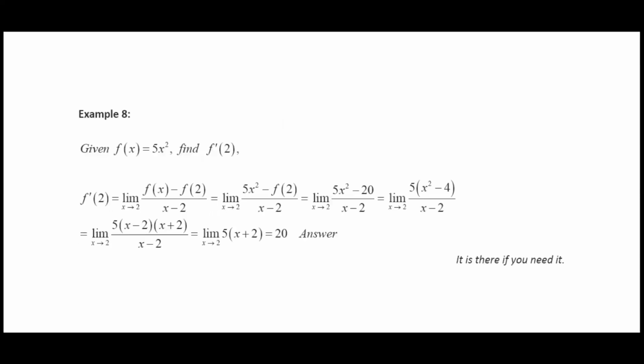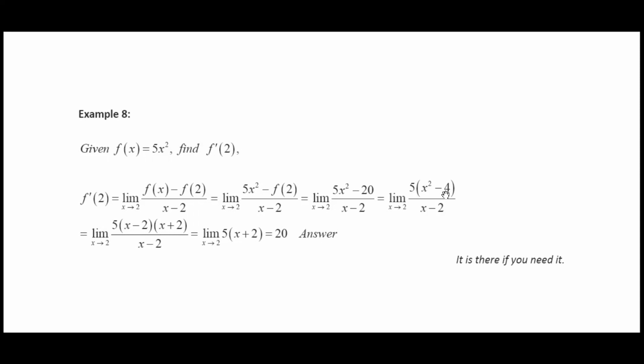Let's look at one example. f of x is 5x squared, find f prime of 2. So we're going to use this formula. f prime of 2 is the limit of f of x minus f of a. Remember, a is 2, so it's f of 2 over x minus a. a is 2. And so f of x is 5x squared, and f of 2 is 20, okay? And so that brings us to this point. We still have a problem here because we can't put in 2, but we can factor out the 5, which we do.